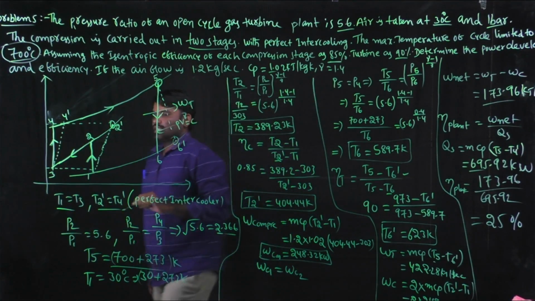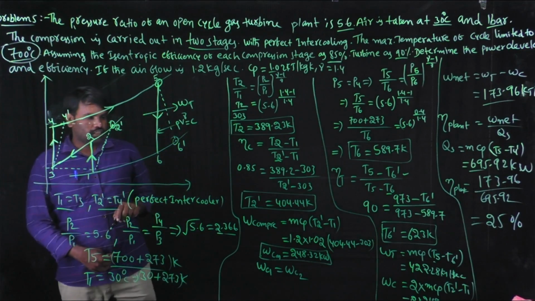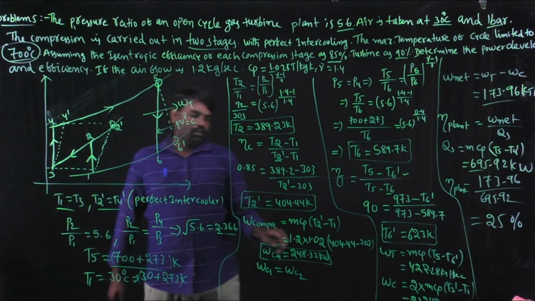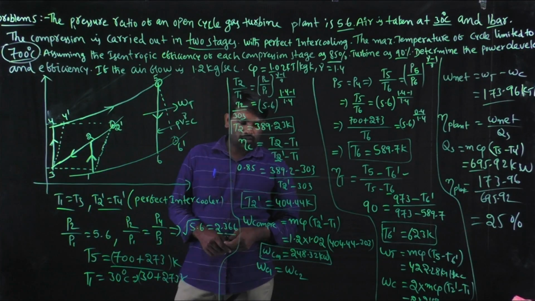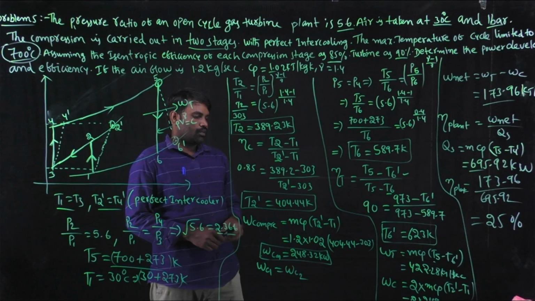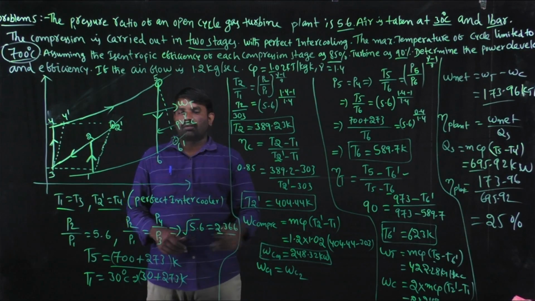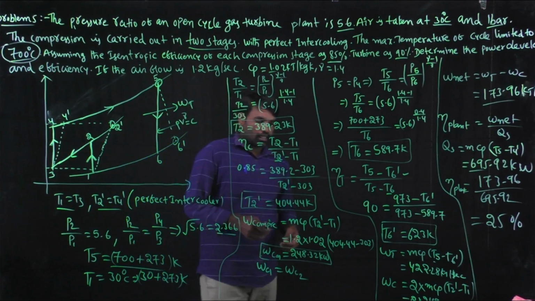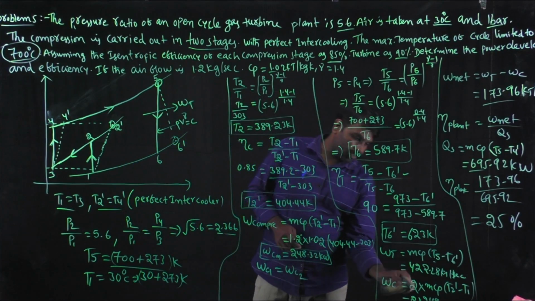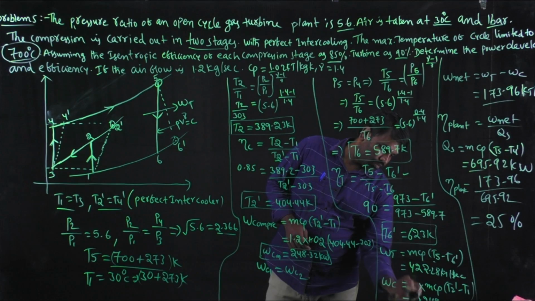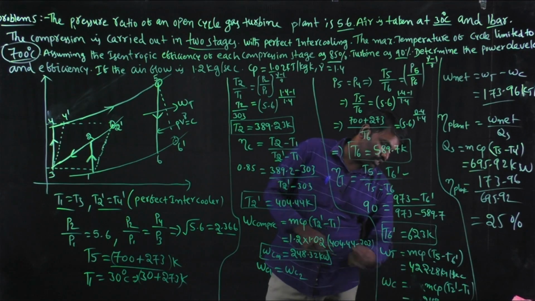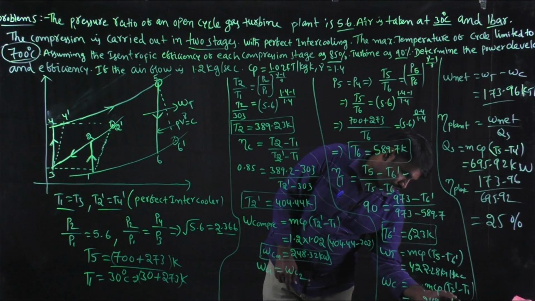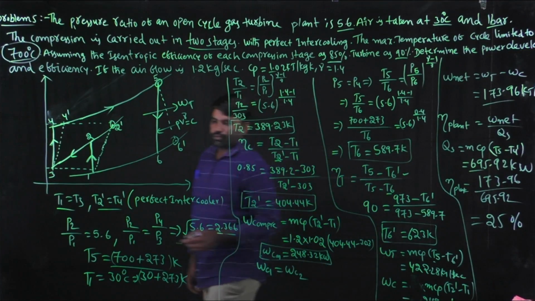Two stages having the same work done, that is equal to 248.32 kilowatts. Two compressors having the same work input means no need to multiply the compressor work with 2. This one is the compressor work, 248.32.